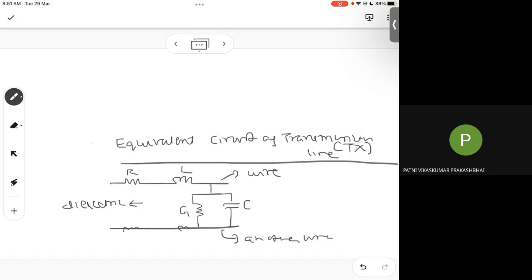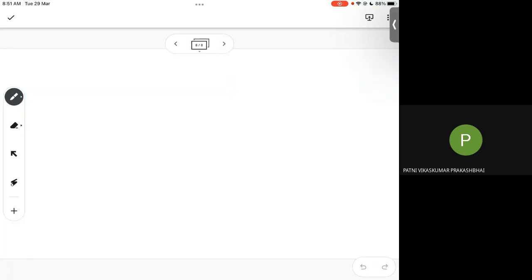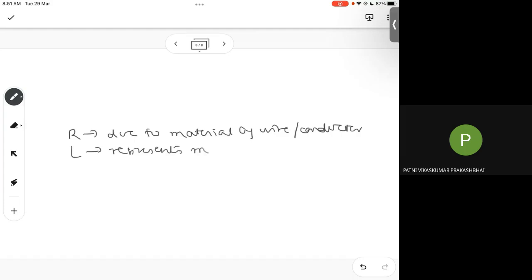So let's understand the significance of each element. Here R is basically due to the material of the wire, or I would say the conductor, single conductor. L is basically, as we have seen, wire consists of R and L. It represents the magnetic flux, which is generated by the current, because we have to pass a current or voltage on the transmission line. So it is generated by the current on the transmission line.